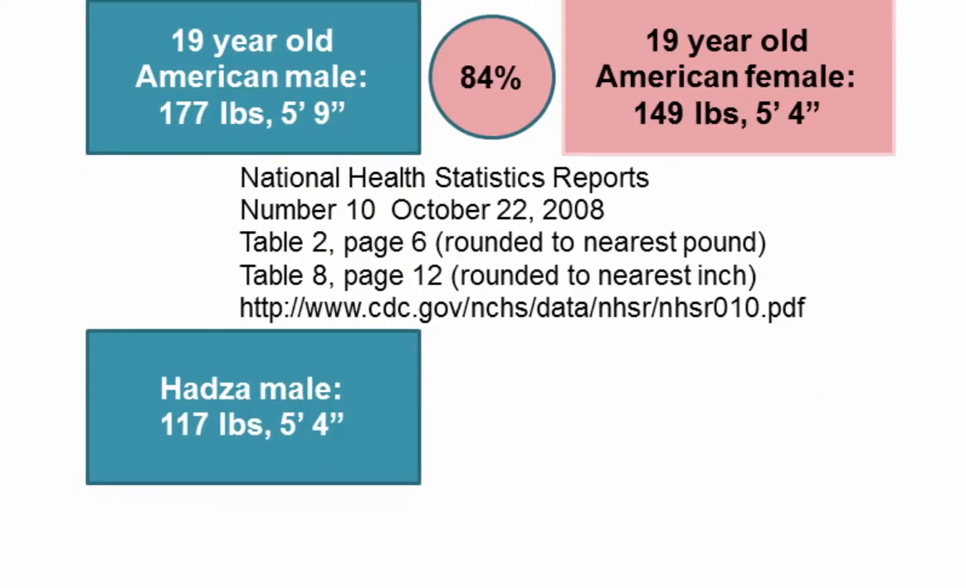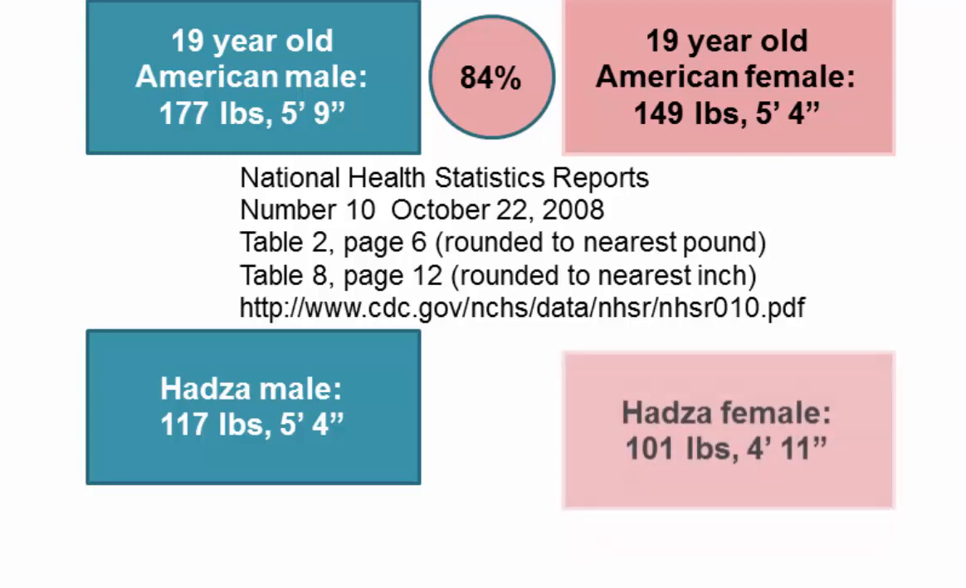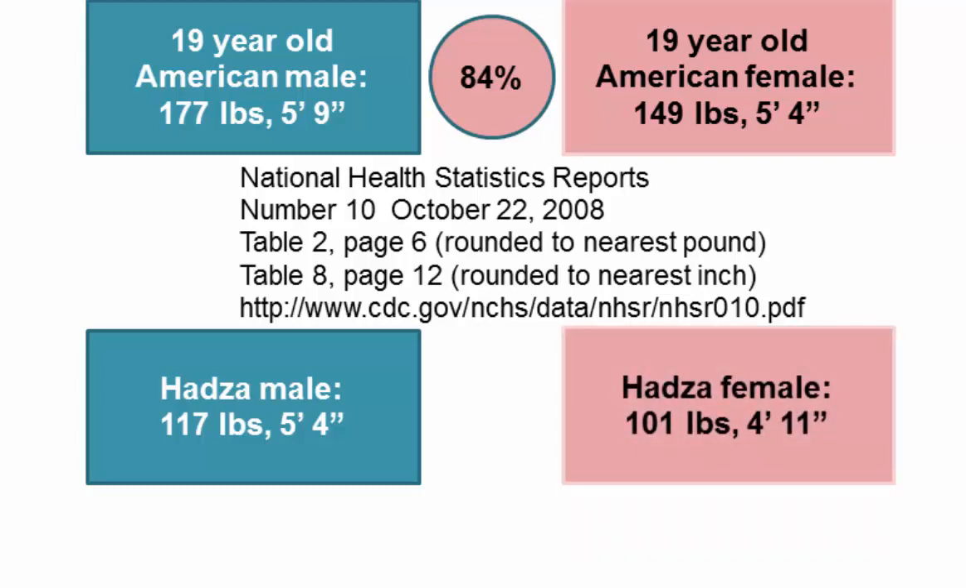We can also look at studies of the Hadza done by Frank Marlowe, where he found that adult Hadza males on average were 117 pounds and 5'4", whereas Hadza adult females averaged 101 pounds and 4'11".